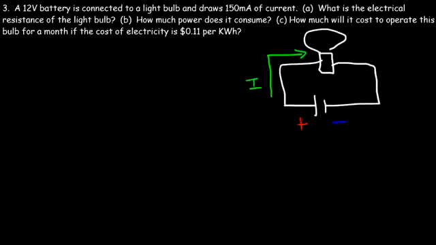Now what about part C? How much will it cost to operate this bulb for a month if the cost of electricity is 11 cents per kilowatt hour? Well, we know the power that it uses is 80 watts. Let's find out how much energy it uses in a month, then we can find out the cost.